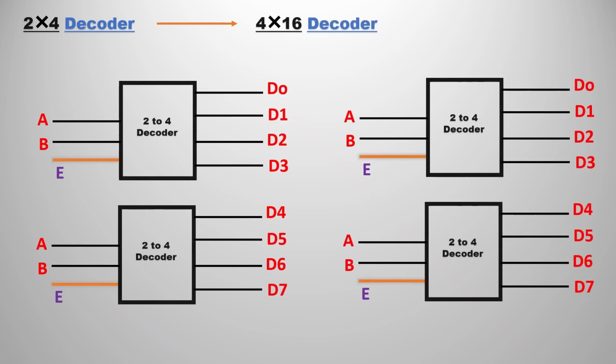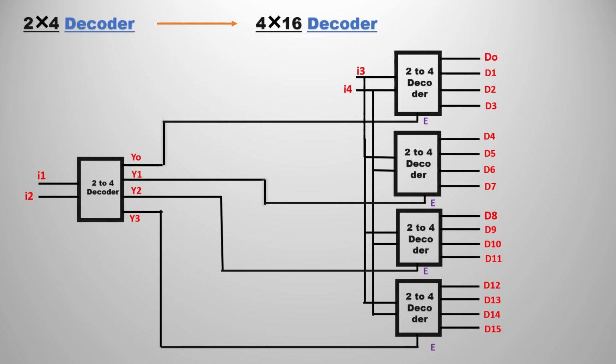Next conversion that we are going to see is 2 cross 4 decoder to 4 cross 16 decoder, means the implementation of 4 cross 16 decoder with the help of 5 2 cross 4 decoders. So let's see how to perform the 4 cross 16 decoder with the help of 5 2 cross 4 decoders. So I am taking here 4, so let's convert that.